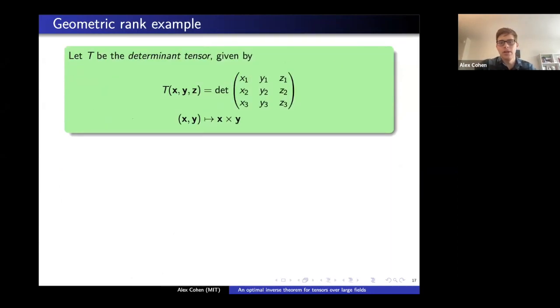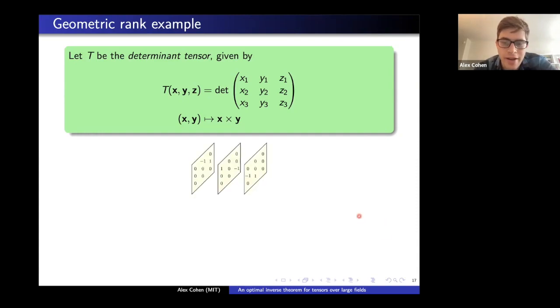So to take an example, let T be the determinant tensor. This is everyone's favorite tensor. It takes in 3 vectors. It outputs the determinant of the matrix that has those vectors as its rows. It's alternating, multilinear, etc. And the bilinear map associated to it, the one that takes in just 2 vectors, x and y, and outputs the linear form in z, is given by the cross product between x and y. This is how the cross product is defined.